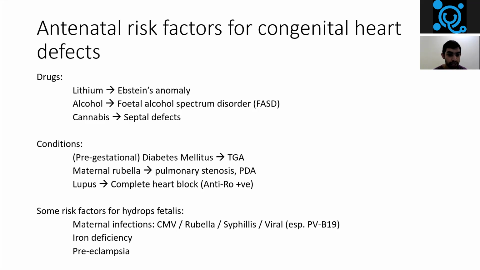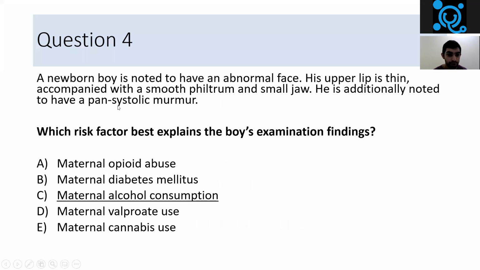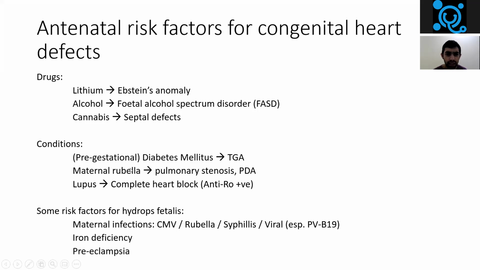Of note, I think someone did pick opioid. So opioid abuse doesn't typically tend to result in cardiac abnormalities, but you would tend to see something called neonatal abstinence syndrome, where they effectively are born addicted to opioids. They're born dependent on opioids, and they then start experiencing withdrawal symptoms. Okay.